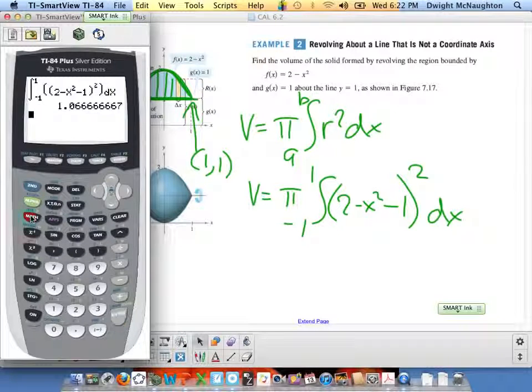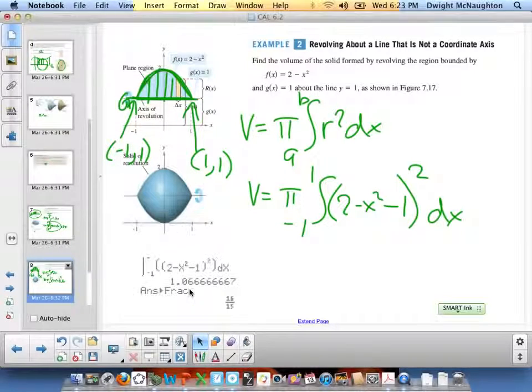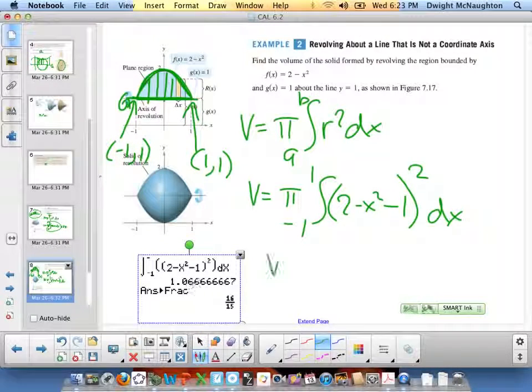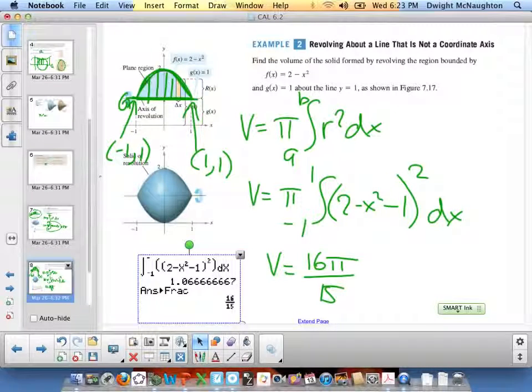1.0666. I prefer fractions, exact answers. So that ends up being 16 over 15. Remember, it needs to have pi in it. So this volume is 16 pi over 15. And if you wanted an estimated answer, you can sure go ahead and multiply by pi.